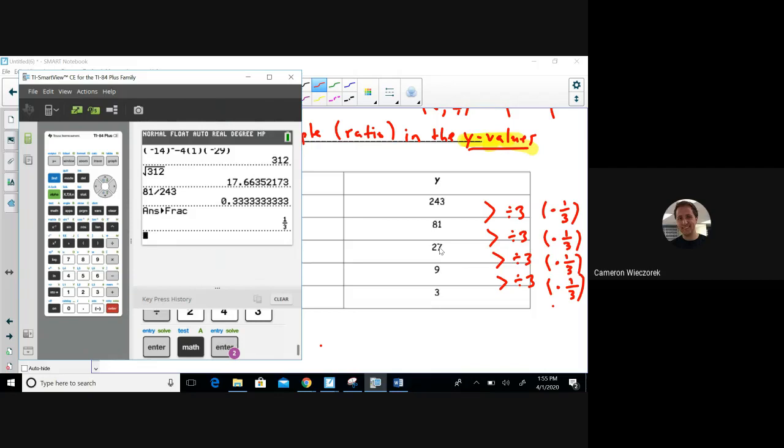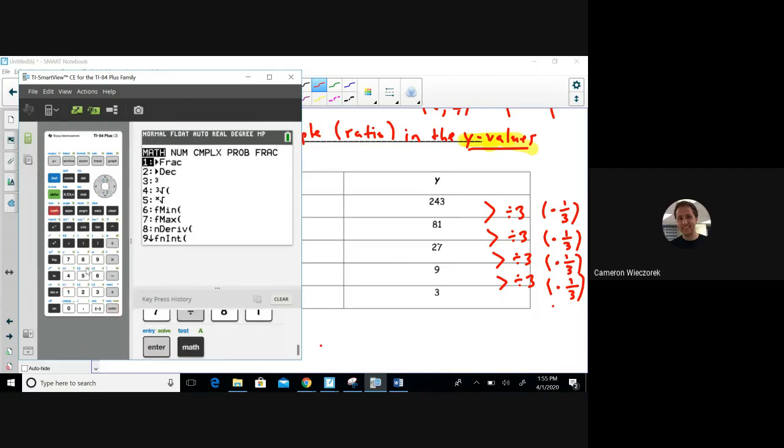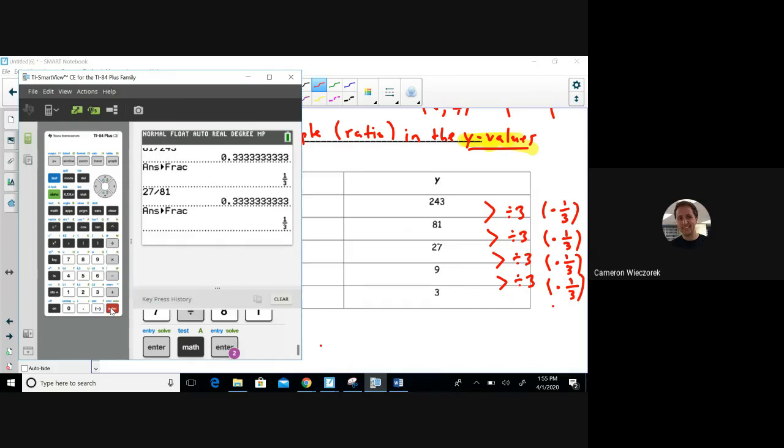From 81 to 27, I'm going to do the same thing. I'm going to take the second value, 27, and I'm going to divide it by the previous value, which was 81. And that's going to tell me what I multiplied by to get from 81 to 27. Again, 0.333, math, enter, enter. Another 1/3. Now the numbers are getting smaller. You can probably just see this without typing it in. 27 divided by 3 is clearly 9.